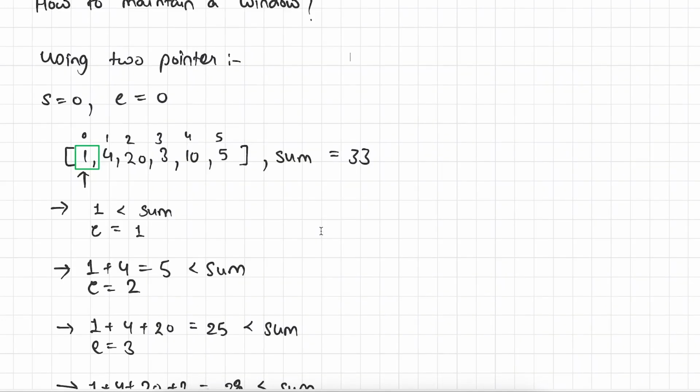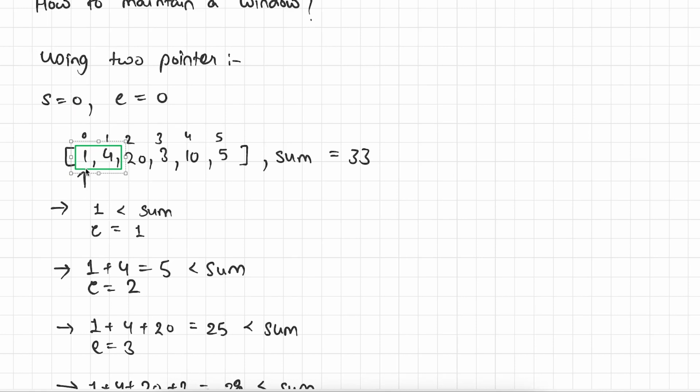So guys, what do we do in this approach? We simply set the value of S to 0 and E to 0. This means the window size is 1, because one element is also a subarray in itself. So first we consider the first element, which is 1, and we check whether 1 is less than sum or not. This time 1 is less than sum, so we extend the size of this window to 2. You can see that the value of E becomes 1 and the value of S is 0. So the window is from 0 to 1.